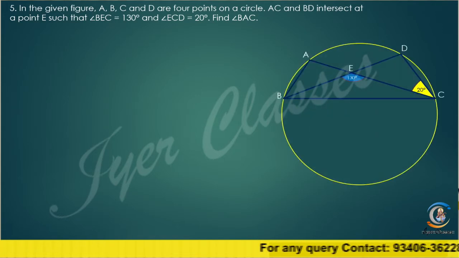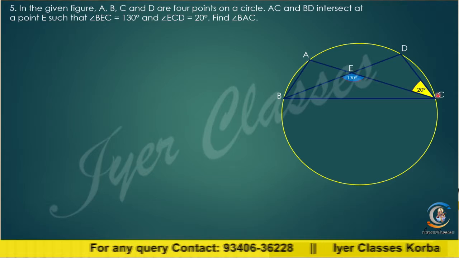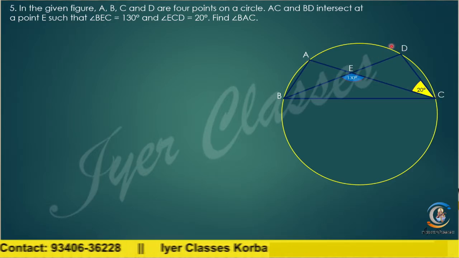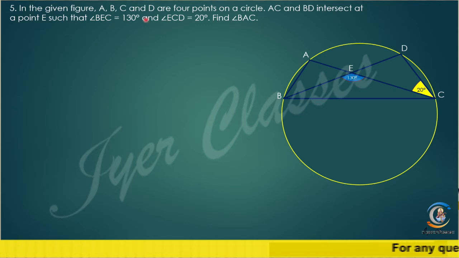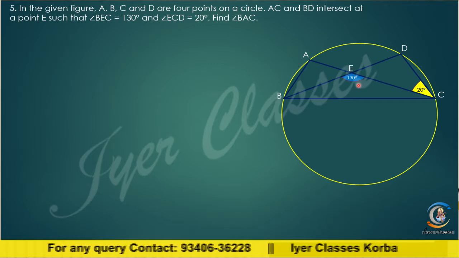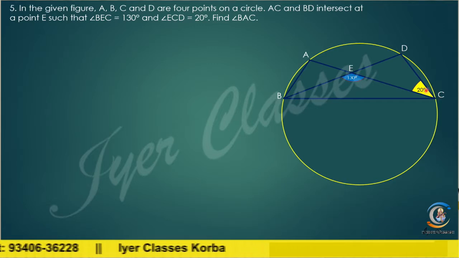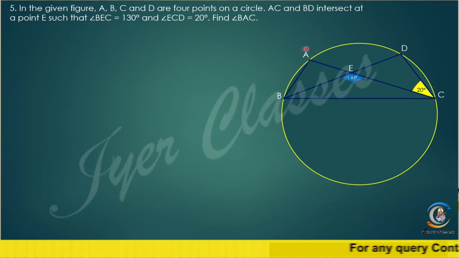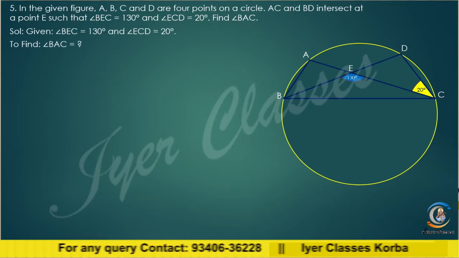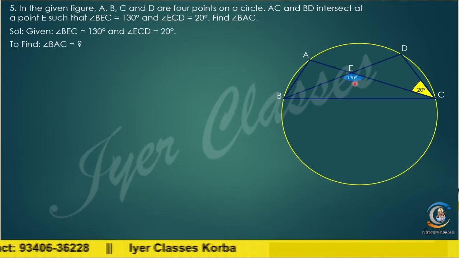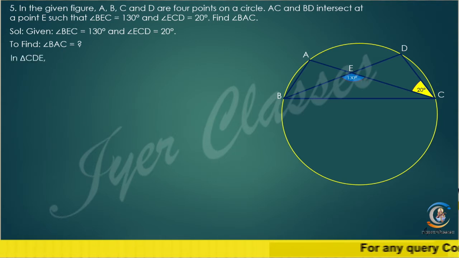AC and BD intersect at a point E, and angle BEC is equal to 130 degrees, the blue one, and angle ECD is equal to 20 degrees, the yellow one. You are supposed to find out the angle BAC. Now what is given? The blue angle is 130, the yellow angle ECD is equal to 20 degrees. We are supposed to find out angle BAC.